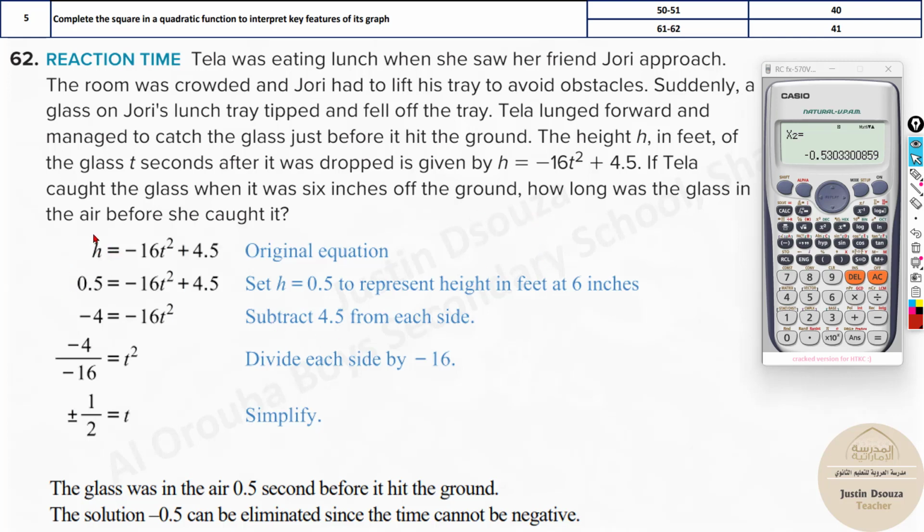Look at this. H is given. Now over here, let's read the problem, because see, the H is 0.5, which I did not consider. That's why my answer is wrong. Let's read this problem and then we will understand why this H is 0.5. Tela was eating lunch when she saw a friend, Jory, approach.